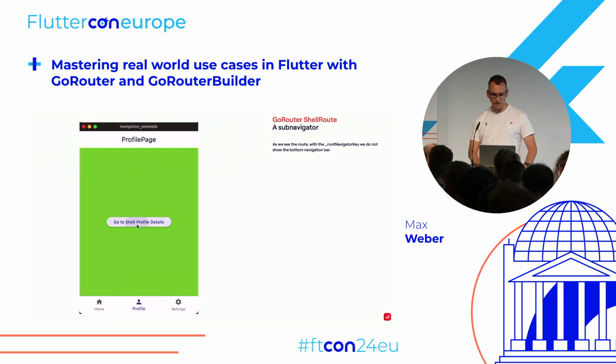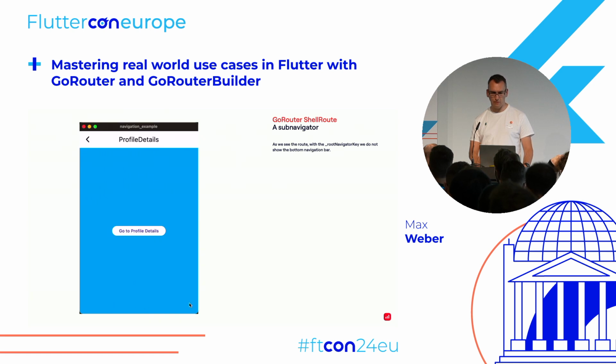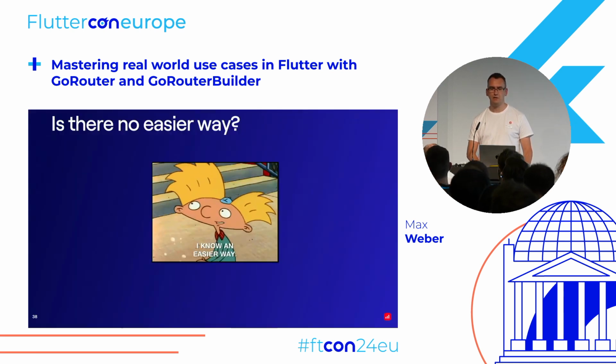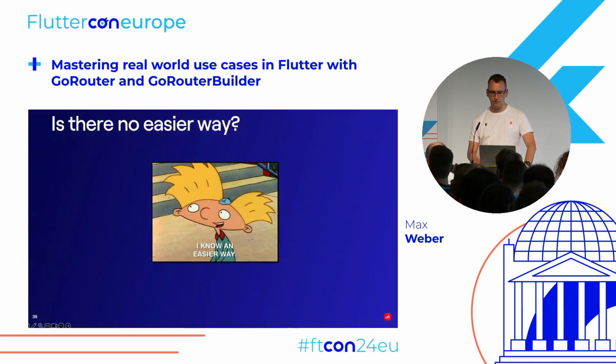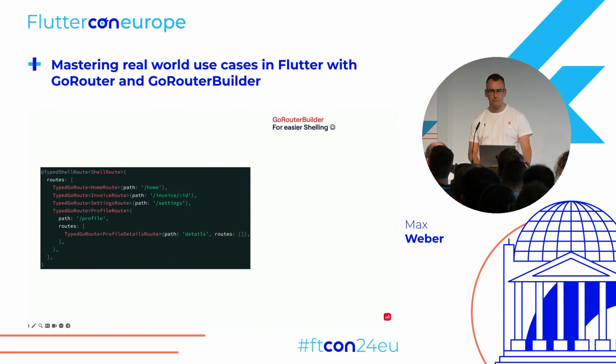So how does that look at the end? You click somewhere, we click again on the shell profile, and you can see there is no bottom navigation bar at the end. But there should be an easier way. I mean, if we take another look here, that looks like a lot of code that we have to write, okay? And as you see, maybe this is again in the GoRouter style without the benefit of the GoRouterBuilder. So if we do that with GoRouterBuilder, we can do the same thing.